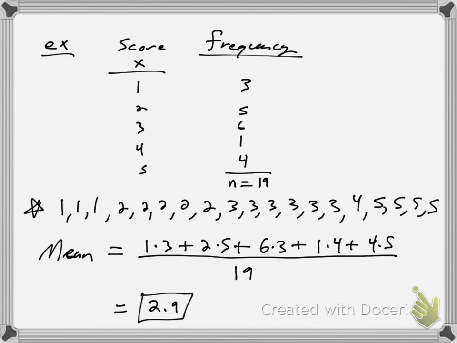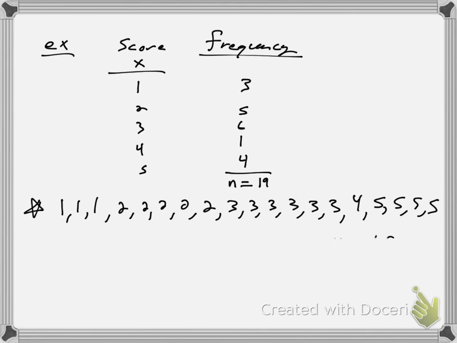All right, let's erase all that. So that's how I do the mean if I'm given a frequency table. Okay, let's go to the mode next. Well, the mode is just the one that's most frequent, which looks like it's 3. That's a simple one. Whichever one is most frequent is the mode. Okay, so we're done with that one.